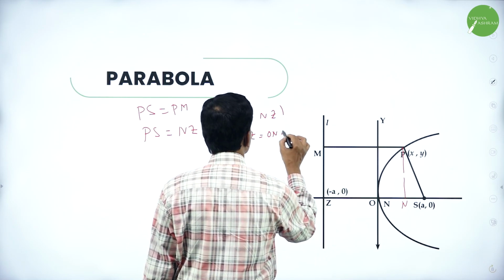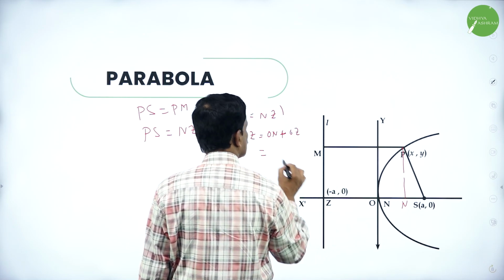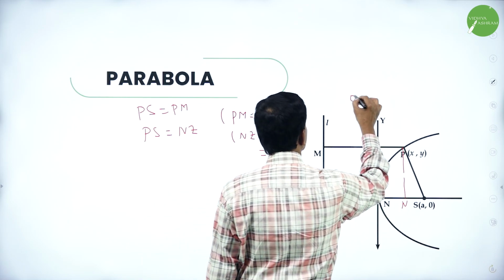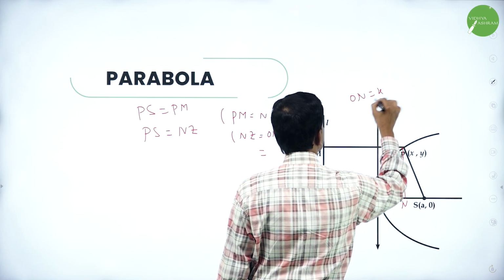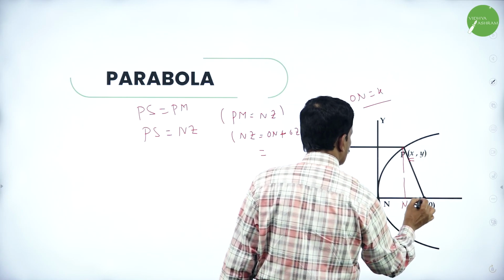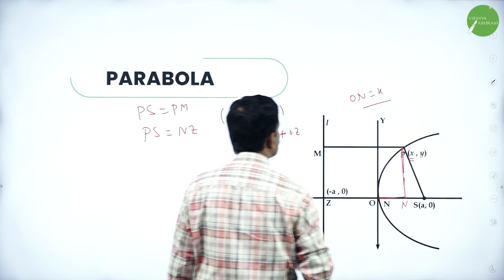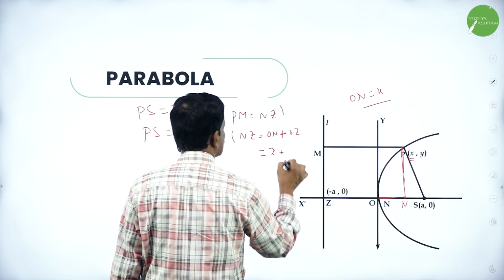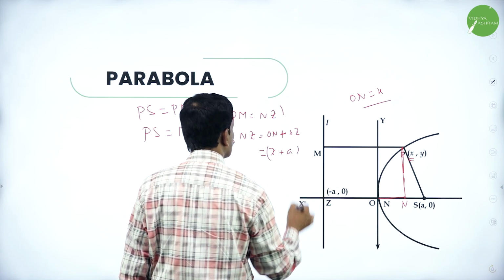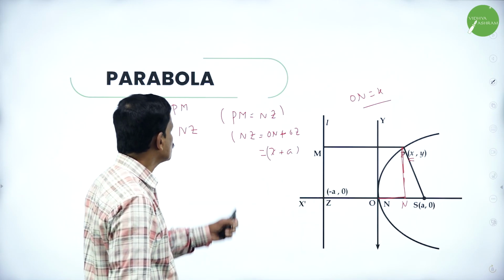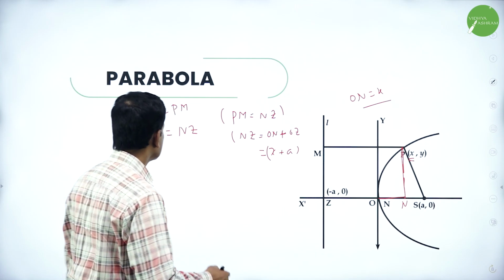ON plus OZ. ON is the x coordinate of the point, so this is nothing but x, and OZ is equal to a. What is OZ? OZ is equal to a. So, NZ is equal to x plus a.